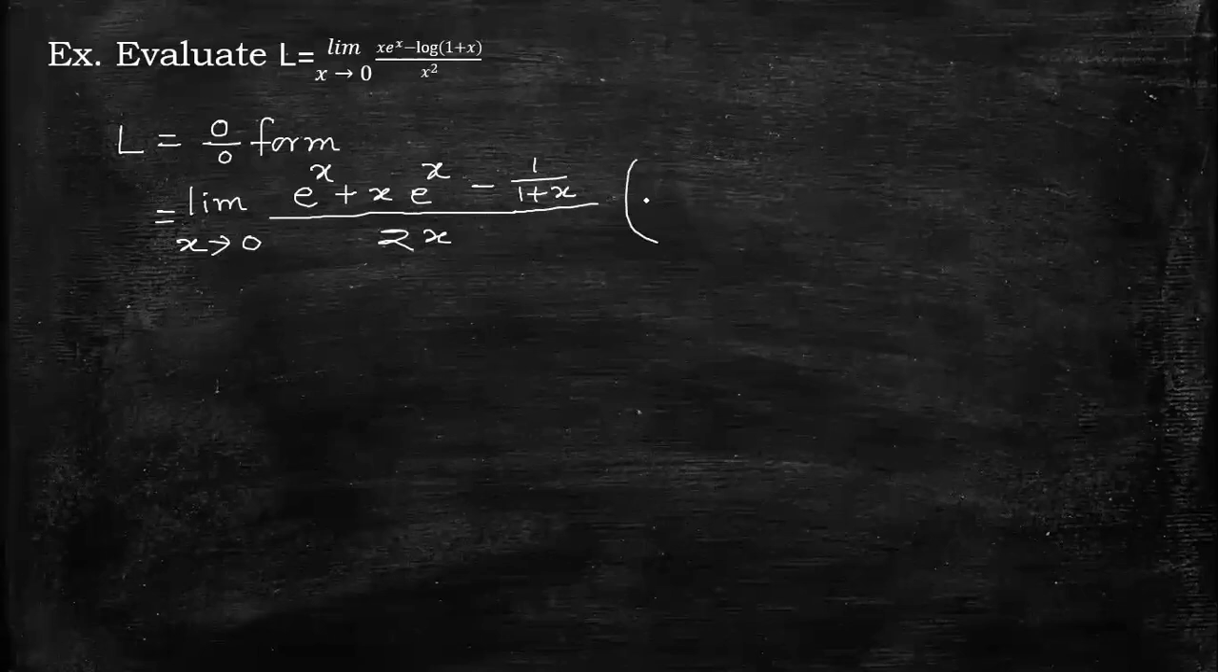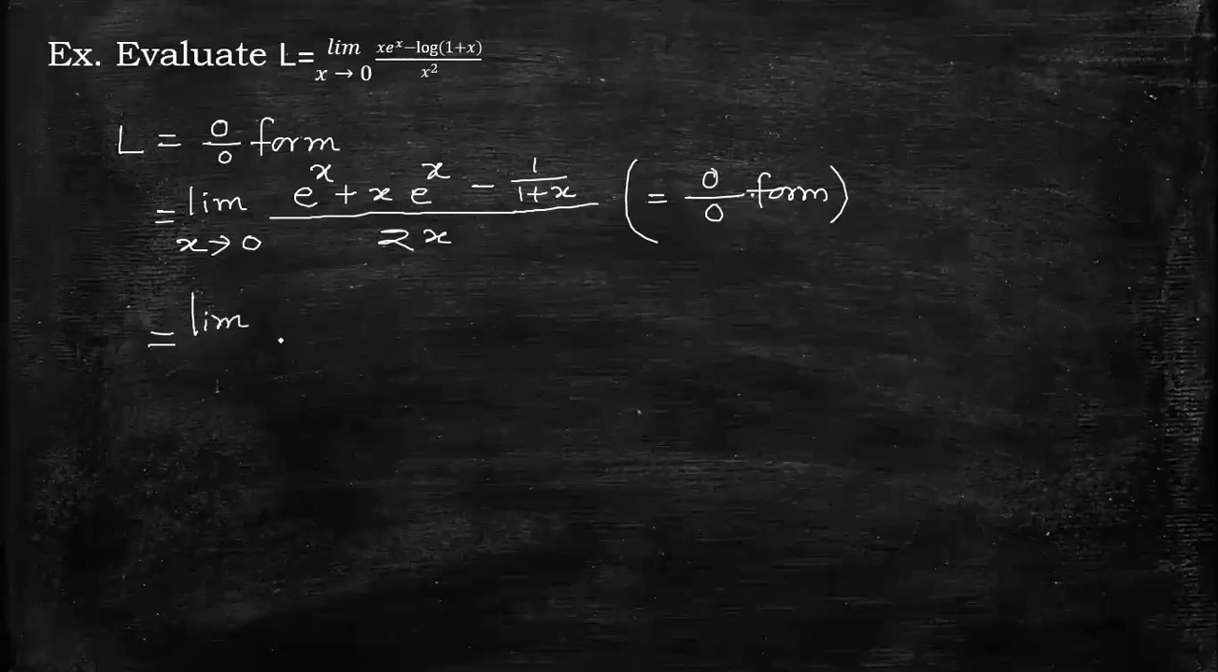Now which form are we getting? E to the power 0 is 1. First term is 1, plus second term is 0, third term is minus 1. So this is 0 upon 2 into 0, 0 by 0 form. We'll apply L'Hospital's rule once again.